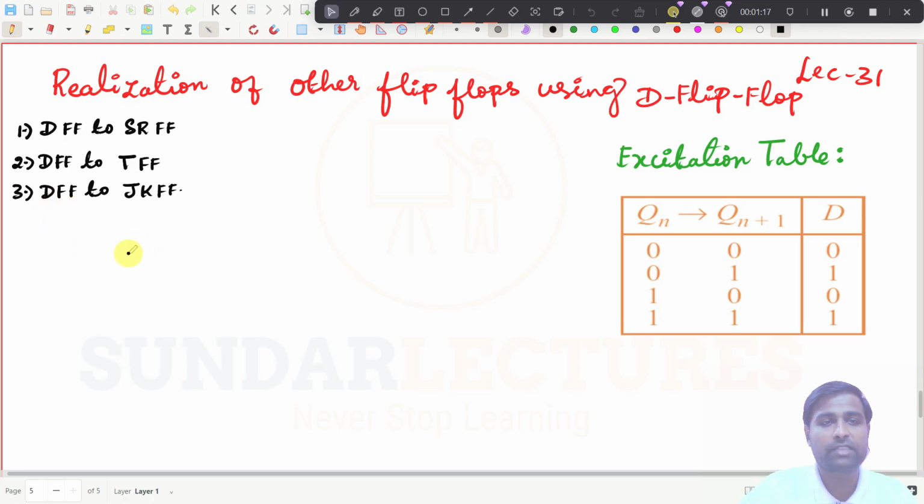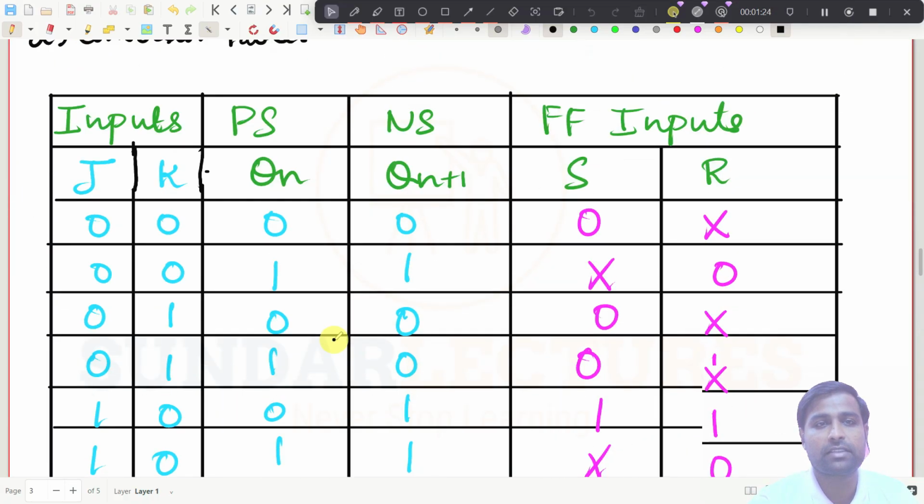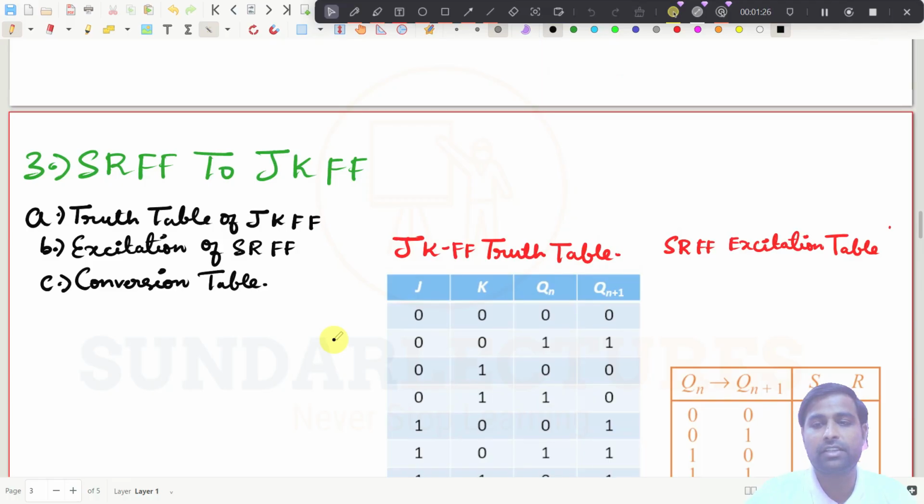So what are all the topics we have seen in the previous classes? We have converted the SR flip-flop to the other flip-flops. That means SR flip-flop to JK, SR flip-flop to D, then SR flip-flop to T flip-flop. Everything we have seen in the previous class. And what are all the procedures we have seen?